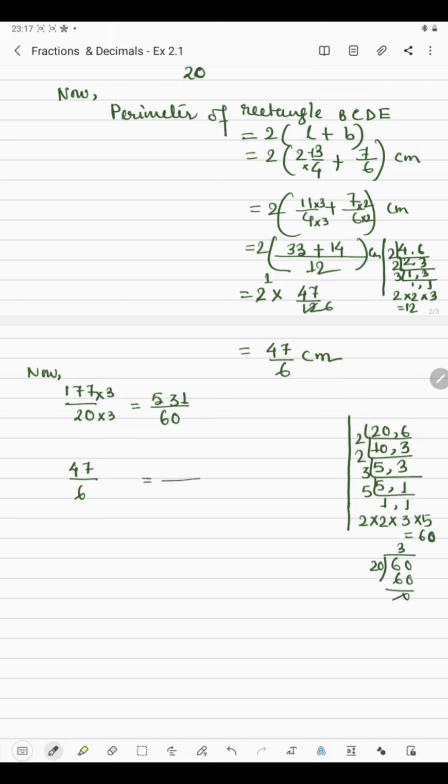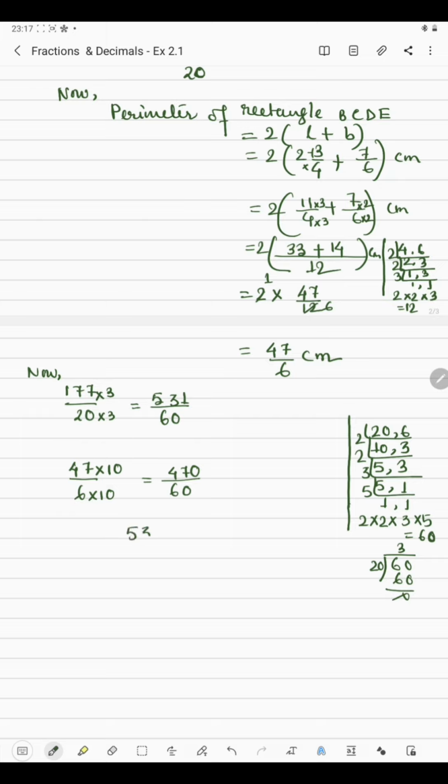Now here also we will have to make 60. So what should be multiplied by 6 to get 60? So it's 10. Now the same number will be multiplied by the numerator also. So we have got 470. 47 into 10 is 470.